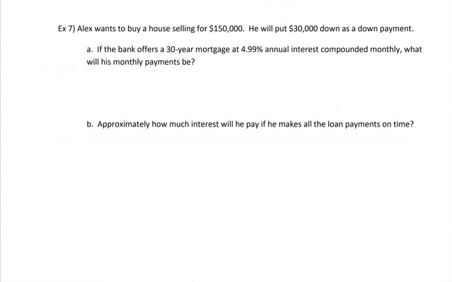All right, let's go ahead and look at the last one. So the last one's going to have one extra step. This one's going to be buying a house, and the extra step is going to be the down payment. So Alex wants to buy a house selling for $150,000. He will put $30,000 down as a down payment. So there's going to be two different parts of this. For part A, if the bank offers a 30-year mortgage at 4.99% annual interest compounded monthly, what will his monthly payments be?